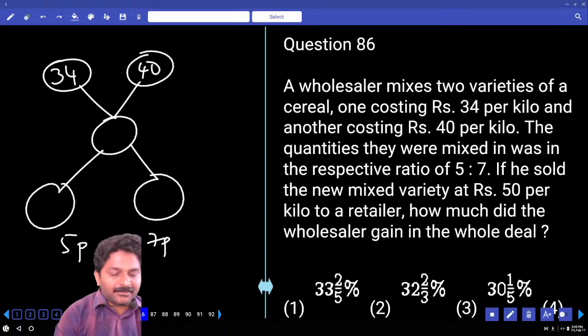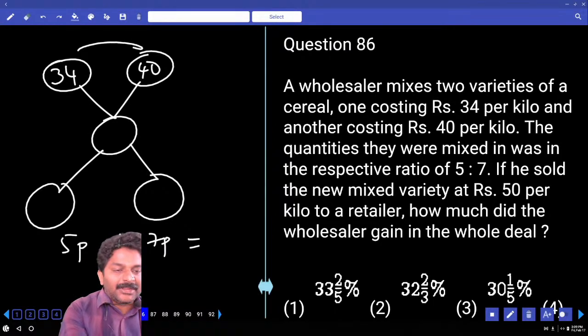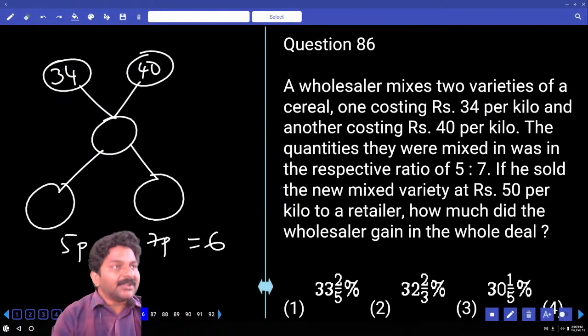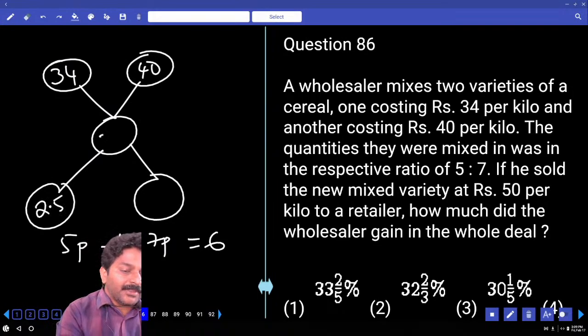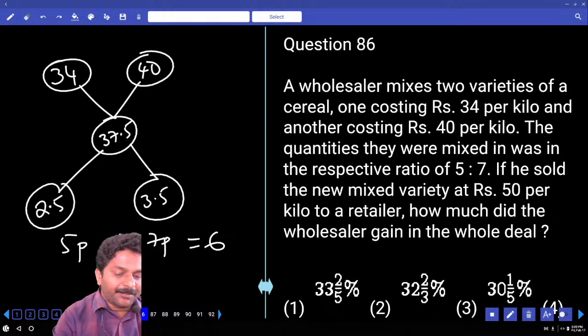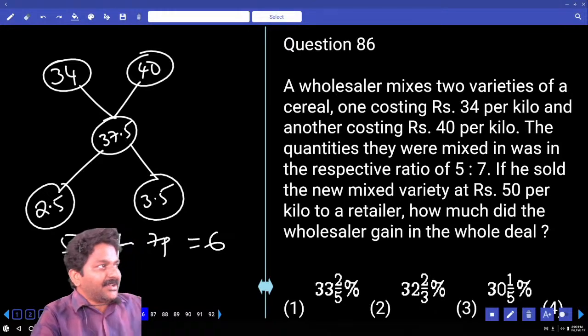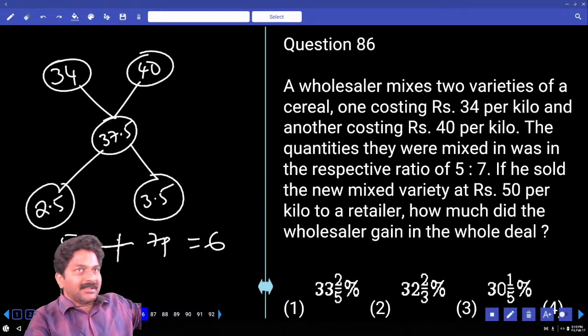Last class I told you, what is the relation here? The sum of both the numbers must be equal to the difference of these two original numbers. How much is the difference? 6. 12 parts is 6. 5 parts is 2.5, then that is 37.5. The difference is 3.5, which is 7 parts. All conditions satisfied. Yes.